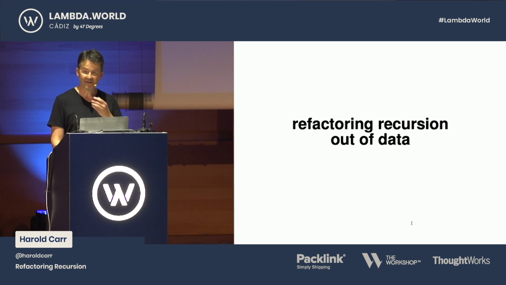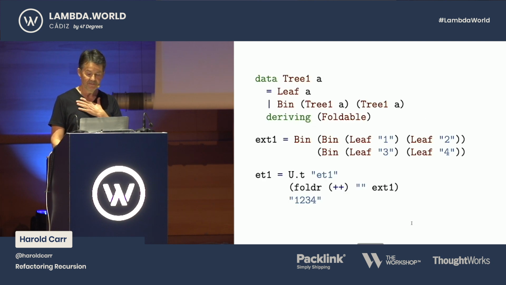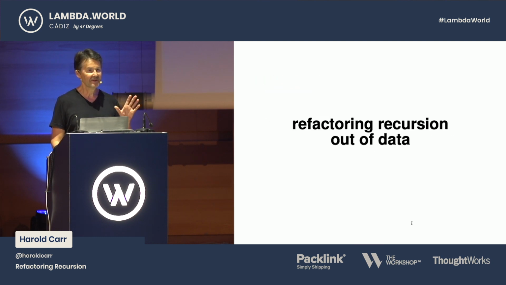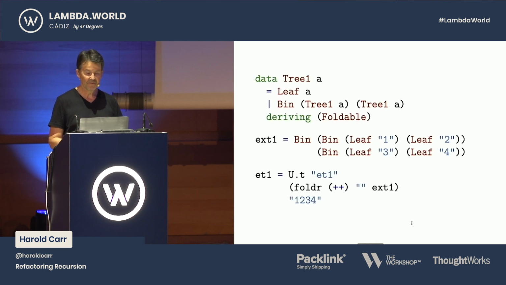Okay, perfect timing. He just told me I have 10 minutes, and so that's all the recursion schemes, the functions themselves, and some of their operation. As I said earlier, you can also refactor recursion out of data. And there's two main ways to do that in Haskell. One, here is a tree data structure, and it has a leaf and then 2 branches. And you just say deriving Foldable.